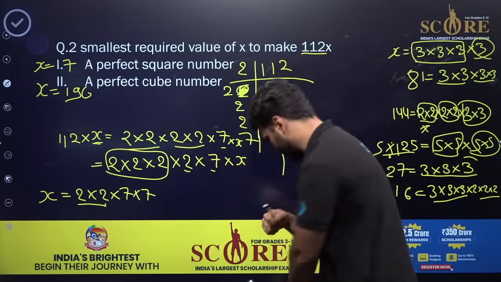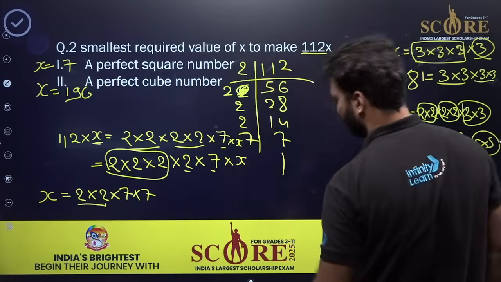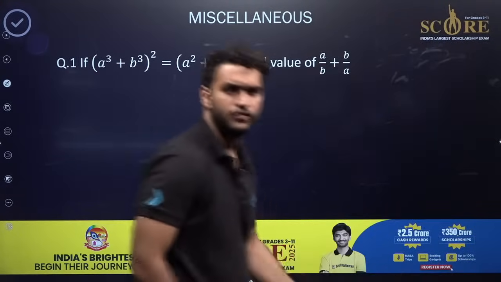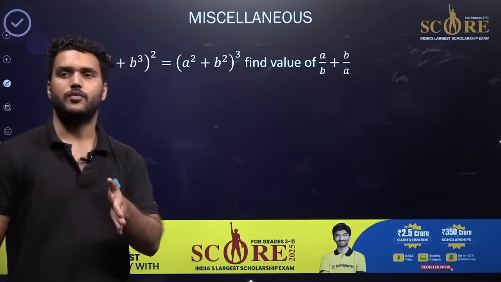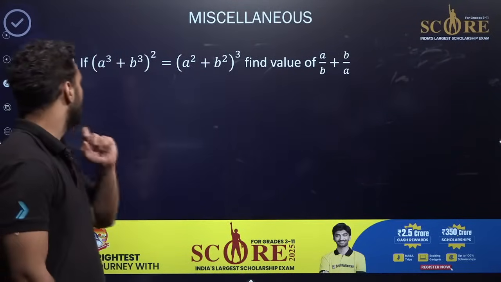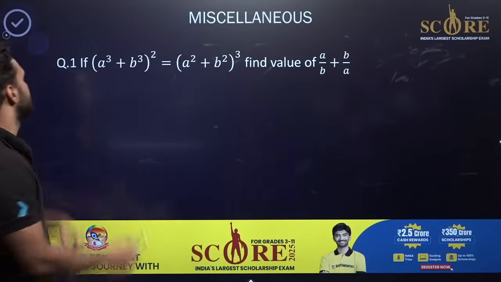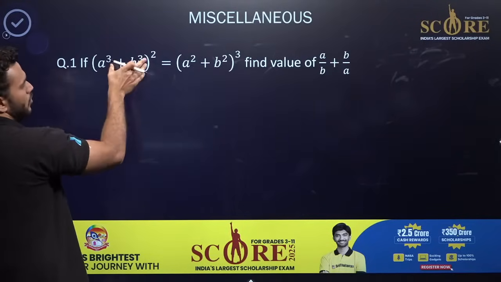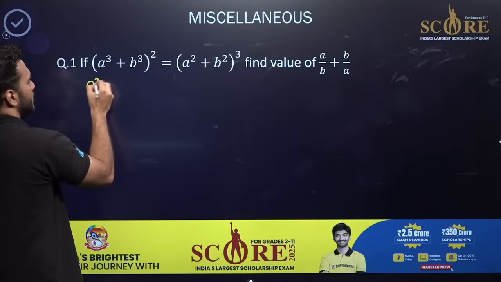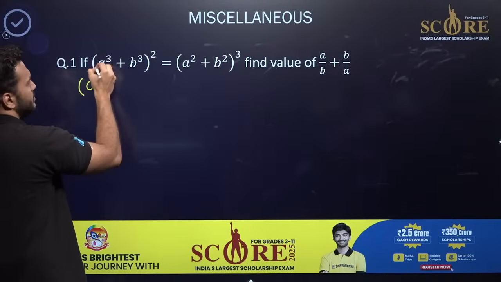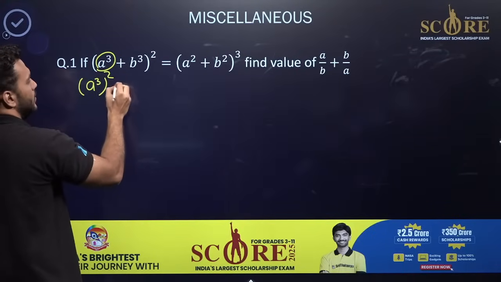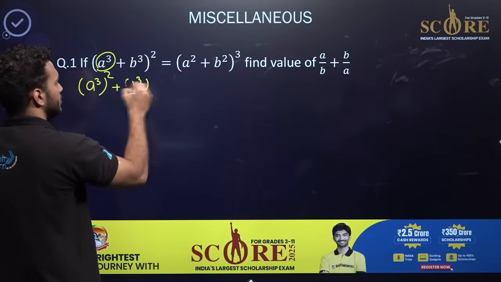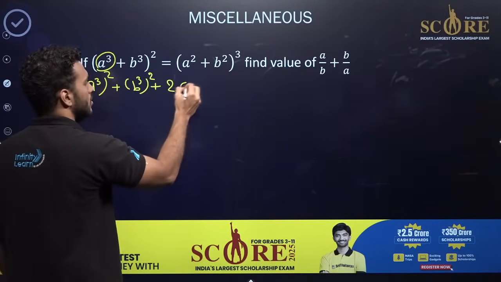The answer will be 196. Now, let's start the miscellaneous questions from different topics. Let's take this. See what we have, sir: (a cube plus b cube) whole square. What will I get after opening this? I will get a square, this part working as (a plus b) square, this part working as ab, plus 2ab.